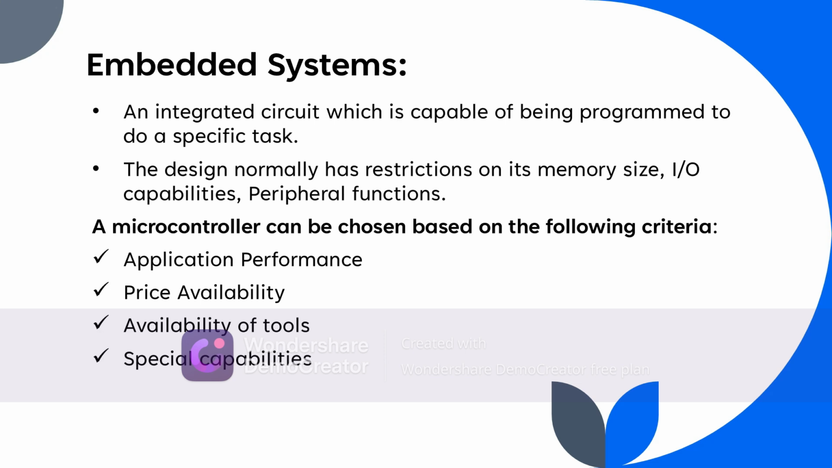Now, we'll talk about embedded systems. What is an embedded system? It is an integrated circuit which is capable of being programmed to do a specific task. The design normally has restrictions on its memory size, input-output capabilities, and peripheral functions. And how do we choose this microcontroller? We choose them based on the following criteria: application performance, price, availability, availability of tools, and special capabilities.